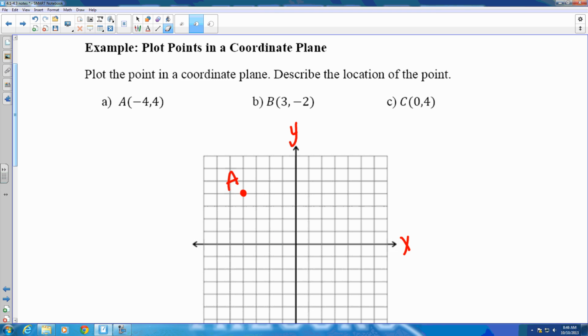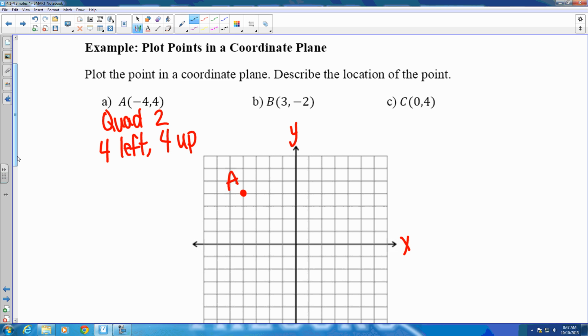So our point A is right there, and we need to describe the location of our point A. Location tells us quadrant. We are in quadrant 2. And then we have to describe the movements horizontally and vertically. So we move 4 to the left and 4 up. And that would be a good enough explanation of the location of the point.